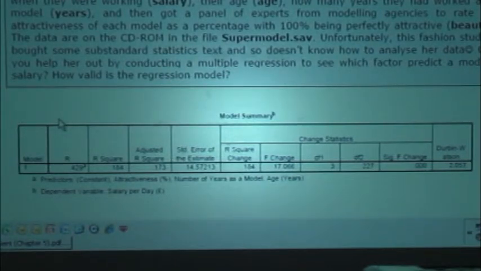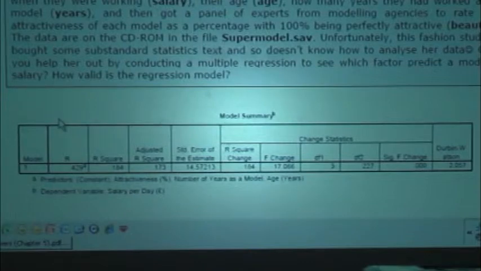And the Durbin-Watson is 2.057, so what did that tell us? Near 2, so it's very close to 2. So we had no issues with serial correlation, autocorrelation, independence of observations. Those are all the same thing.